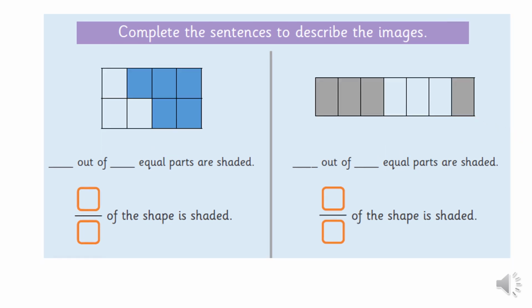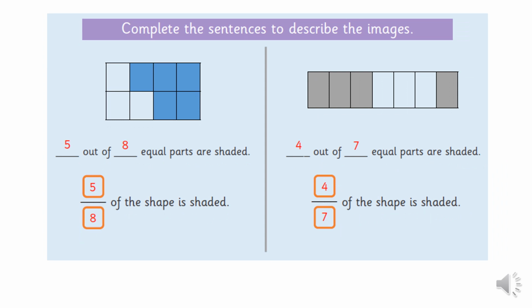Have a look at these, and again, pause the video to have a quick go. Hopefully you would have worked out that for this one here, 5 out of 8 equal parts are shaded. Therefore, the fraction of the shape shaded is 5/8. Over here, we have 4 out of 7 equal parts which have been shaded. Therefore, the fraction is 4/7.